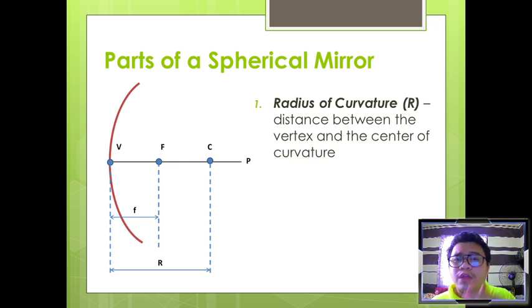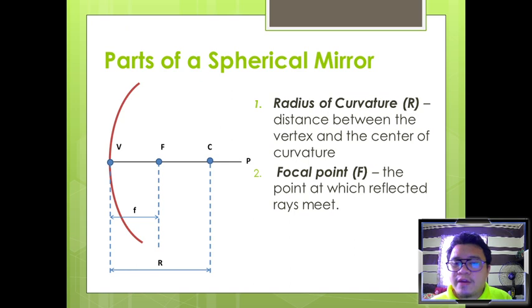I want you to think of a mirror as once a part of a sphere or a circle, and when we get a segment or a portion of that sphere, then we basically have our curved mirror. The radius of curvature corresponds to the radius of the sphere or the circle itself. And we have the focal point, or F, which is the point at which reflected rays will meet. That is halfway between V and C in your diagram.